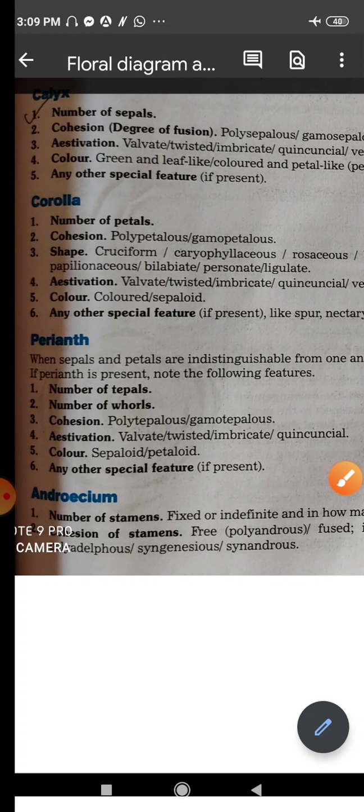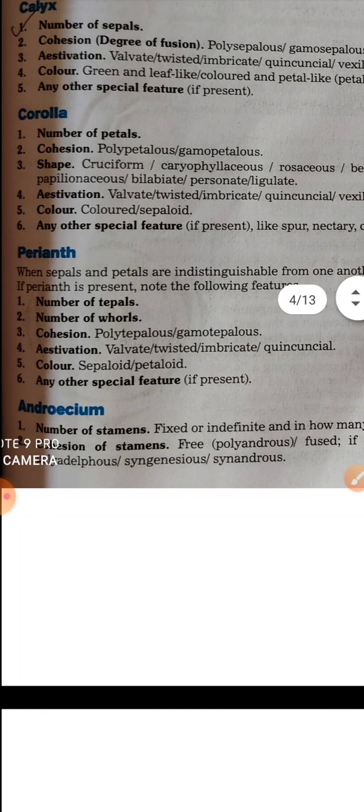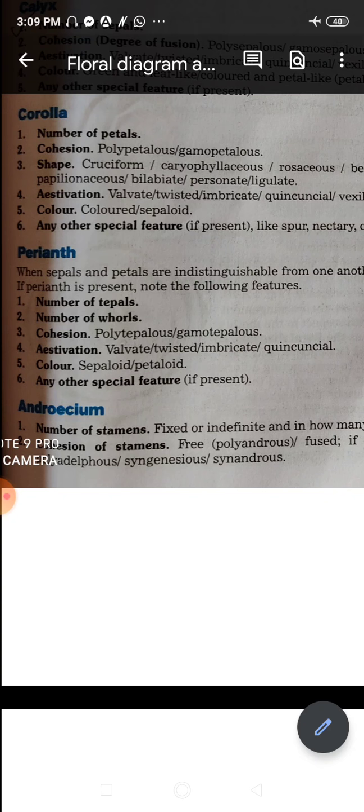Now if the perianth is present, then the number of tepals, that means the fusion of the petals and the sepals together, then the number of whorls and how many whorls they are arranged in, whether they are free or whether they are fused, and of course the kind of aestivation, right? So color, if they are sepaloid, if they are green, then they are sepaloid. If they are colored, then they are petaloid. So sepaloid and petaloid, and of course if there is any other feature present.